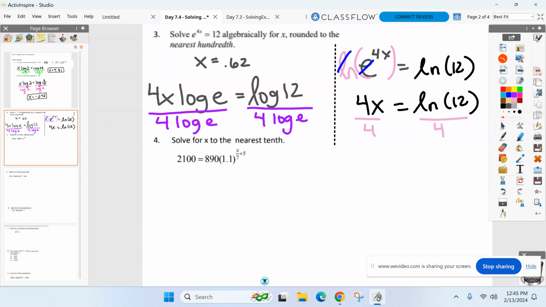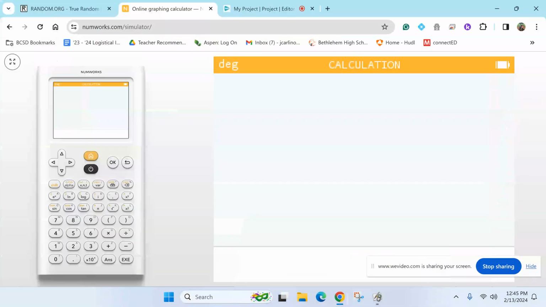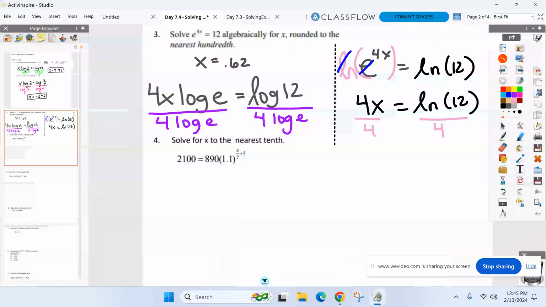But this can only be used if the base is E. If you want to just automatically cancel out the E, don't worry about logs, take the natural log on both sides. And do we see where that is on the calculator? Right here, ln. So we do ln of 12 divided by 4. And hey, shockingly, we still get 0.62. So you choose what you want to do. But again, only if the base is E. I can do the natural log.